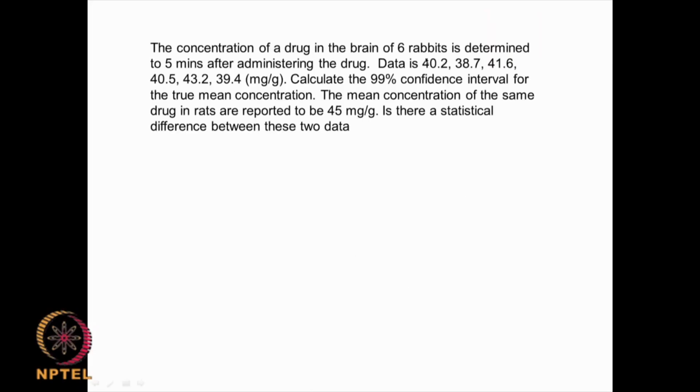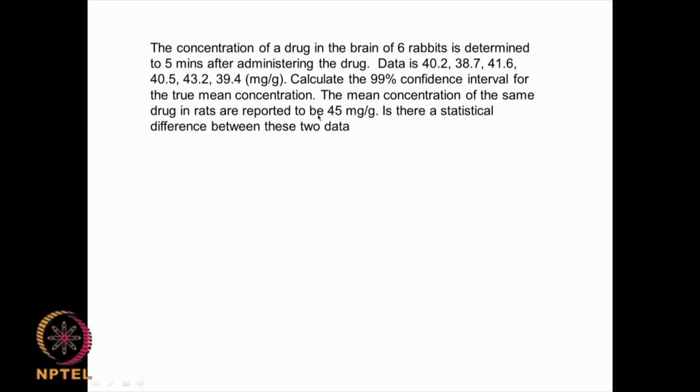The concentration of a drug in the brain of 6 rabbits is determined after 5 minutes after administering the drug. Okay. So, you are injecting a drug on 6 rabbits, then after 5 minutes you are measuring their concentration. It comes out to be 40.2, 38.7, 41.6, 40.5, 43.2, 39.5. Okay. Now, calculate the 99% confidence interval for the true mean concentration.